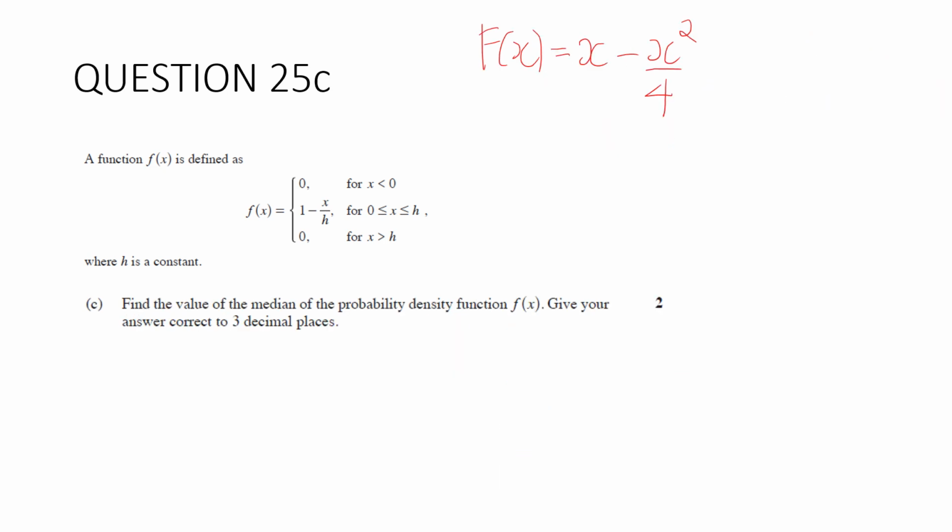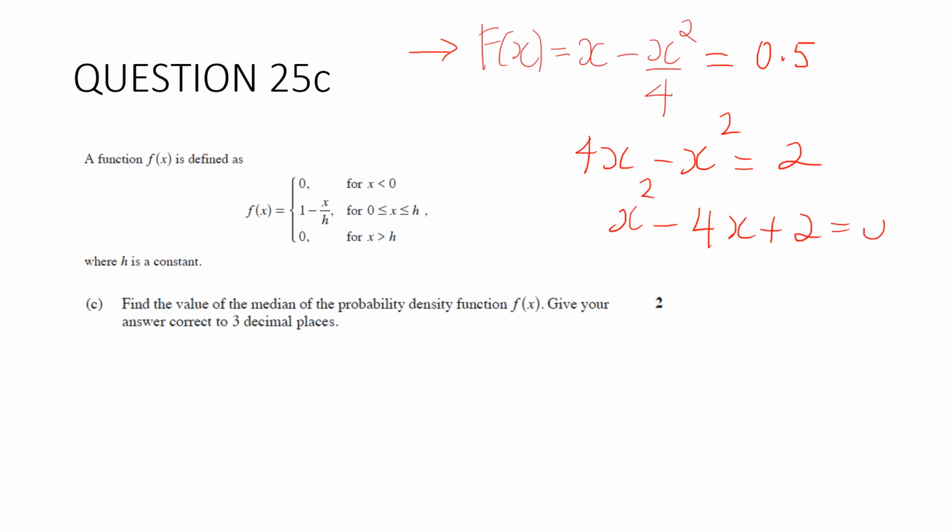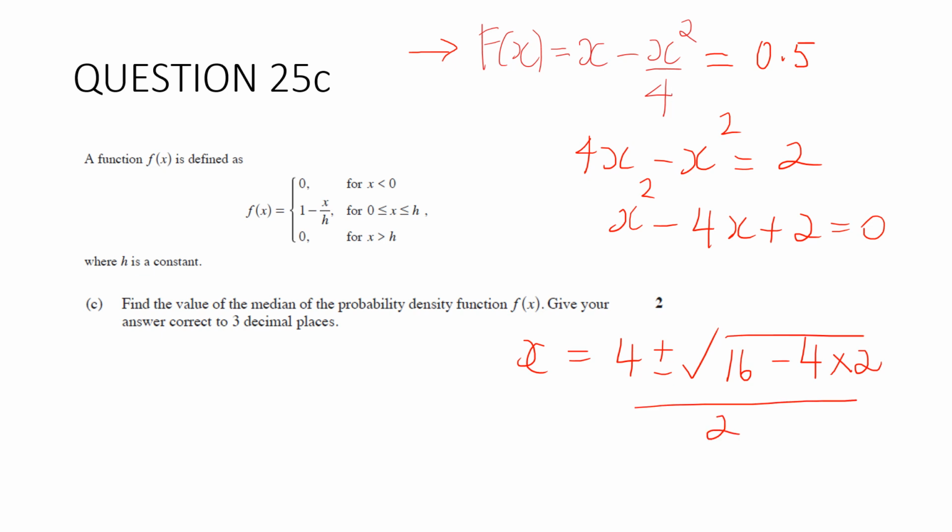Part C, find the value of the median of the probability density function f of x. Give your answer correct to 3 decimal places. So we have our cumulative distribution function here, and to find the median, we want to know where that is equal to 0.5. Because remember, the median's got half of the values on one side and half on the other. And we just need to solve this equation. Let's multiply everything by 4. 4x take x squared, half of 4 is 2. So x squared take 4x plus 2 is equal to 0. Quadratic formula, x is equal to 4 plus or minus the square root of 16 take 4 times 2, all over 2, which is 4 plus or minus the square root of 8 on 2.